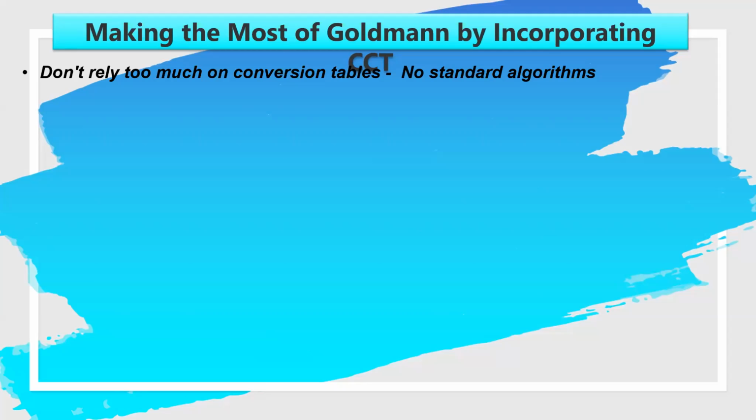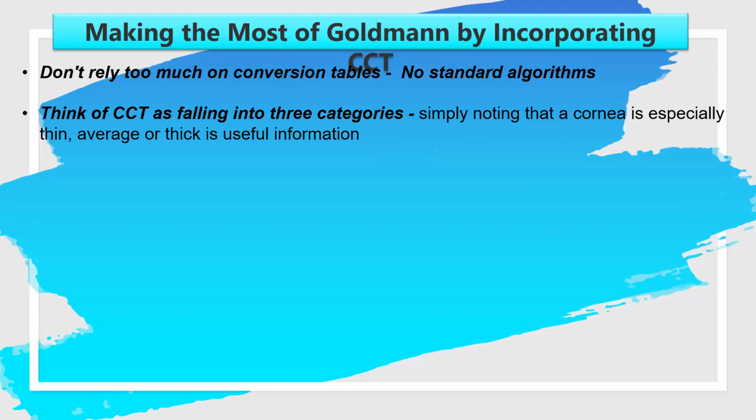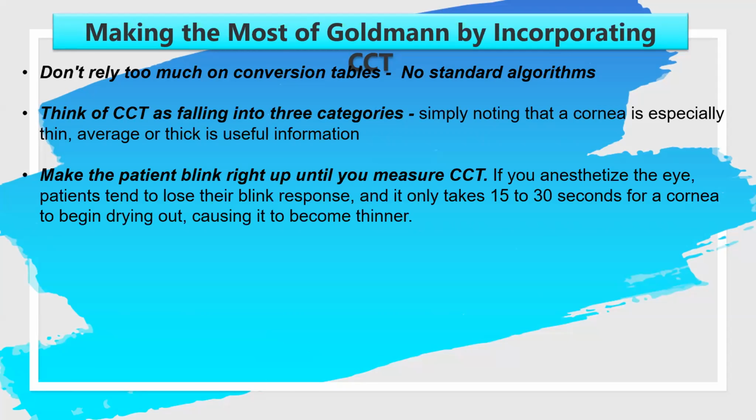So what to do? You can divide your patients into 3 categories. Simply note whether the patient has a thinner cornea, a normal corneal thickness, or a thicker cornea, so that you know how frequently and how diligently you need to follow these patients.